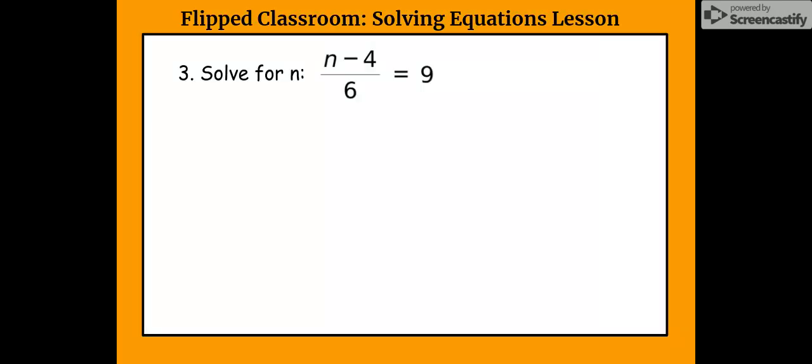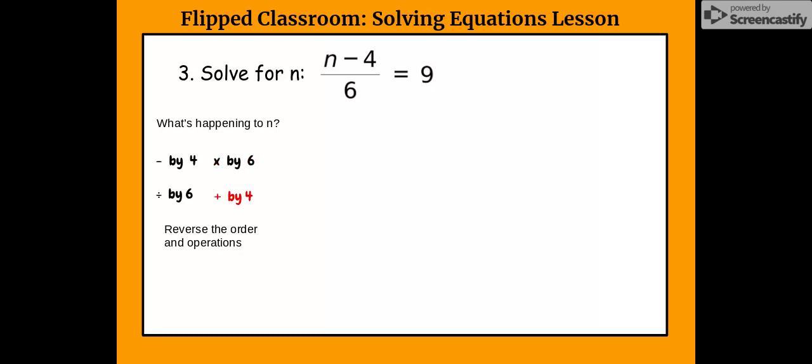Now flip it over to number 3, and we're going to complete the last task at hand. This question is asking us what's happening to n. So as we look at it, we see what's up with n, and n is being subtracted by 4 and divided by 6. So we're going to reverse the order of operations that are happening. So instead of dividing by 6, we're going to write multiply by 6. And instead of subtracting by 4, we're going to add by 4.